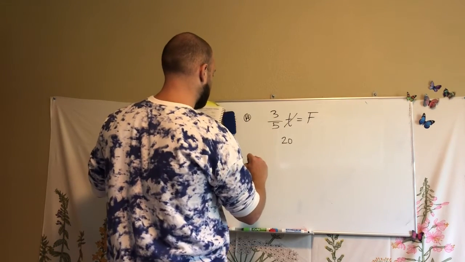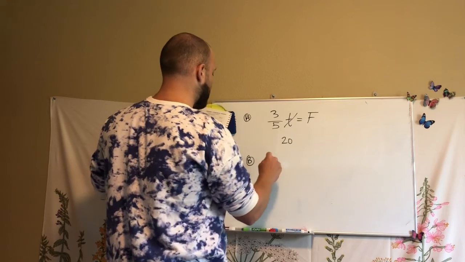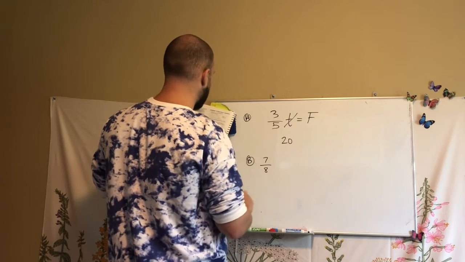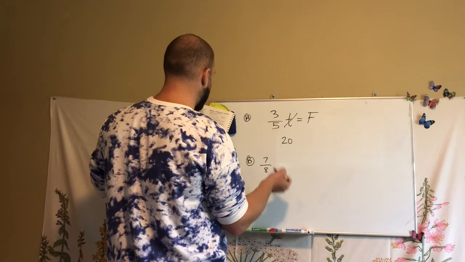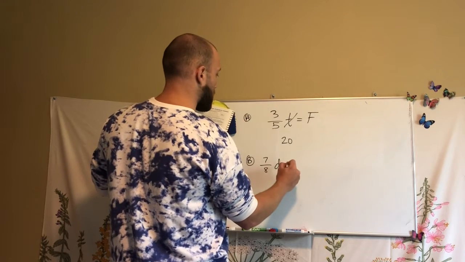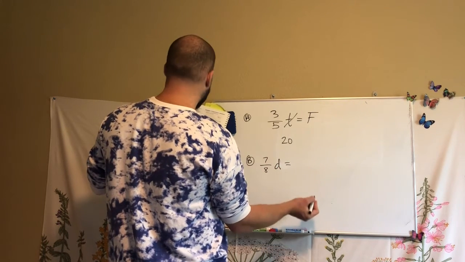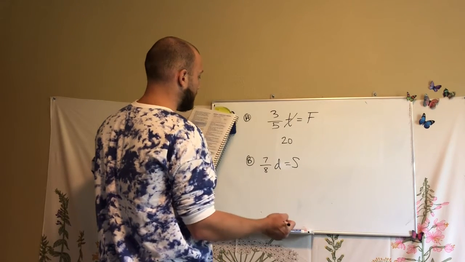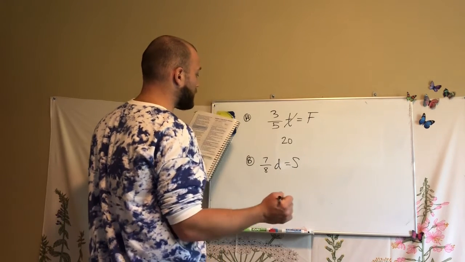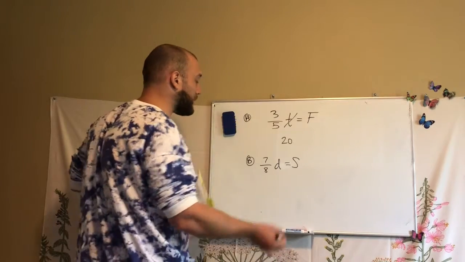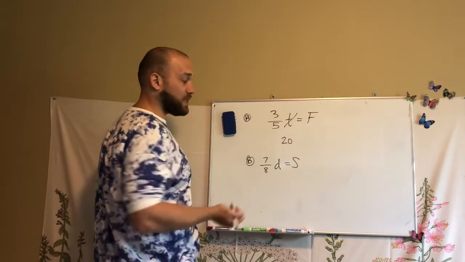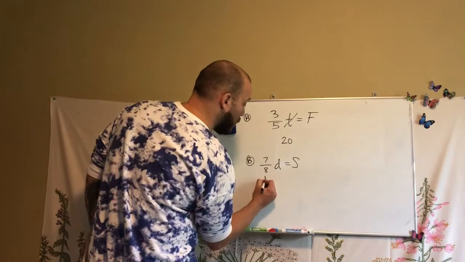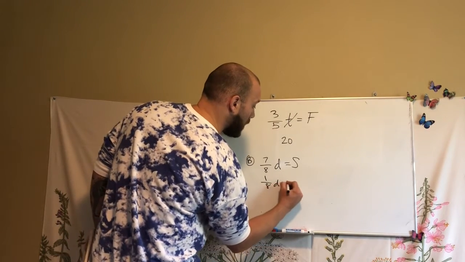B. 7/8 of the, I know that means multiply, dogs were, I know that means equals, what? Sleeping. Now, what does it tell us though? 24 of the dogs were awake, so I need to write the second equation for that.